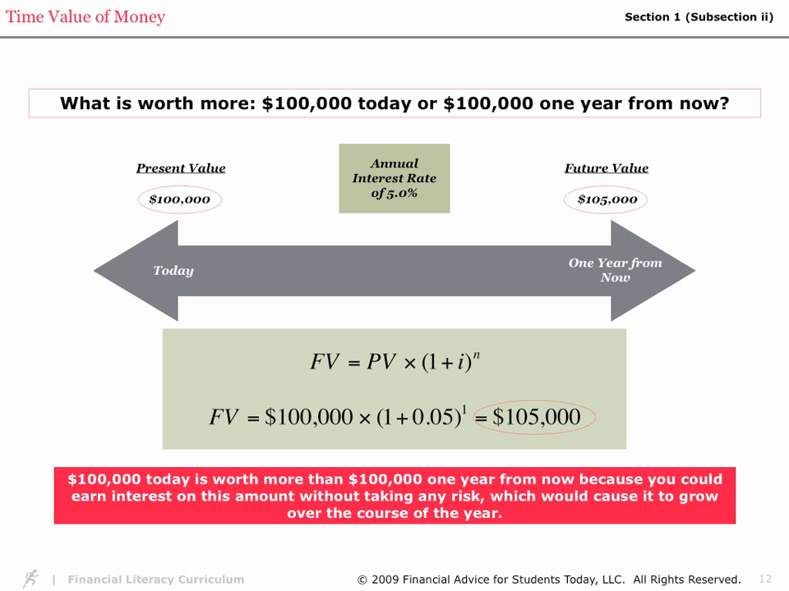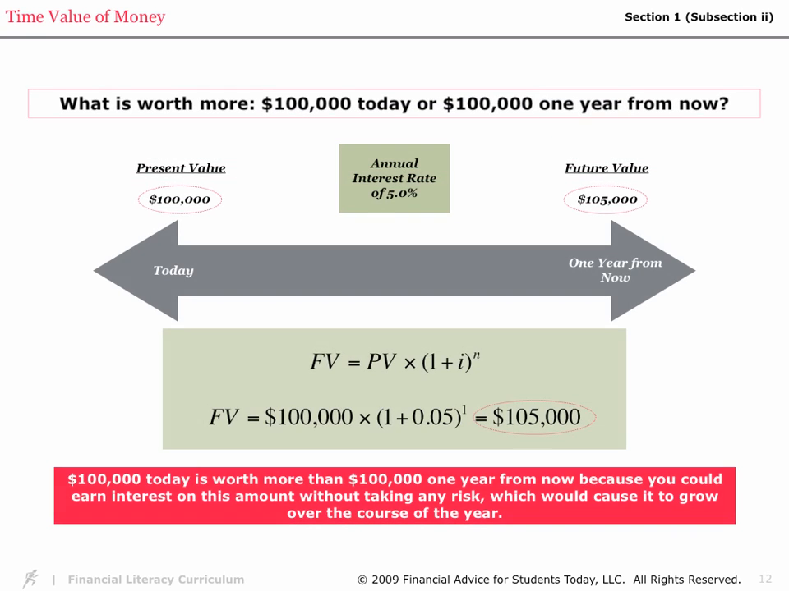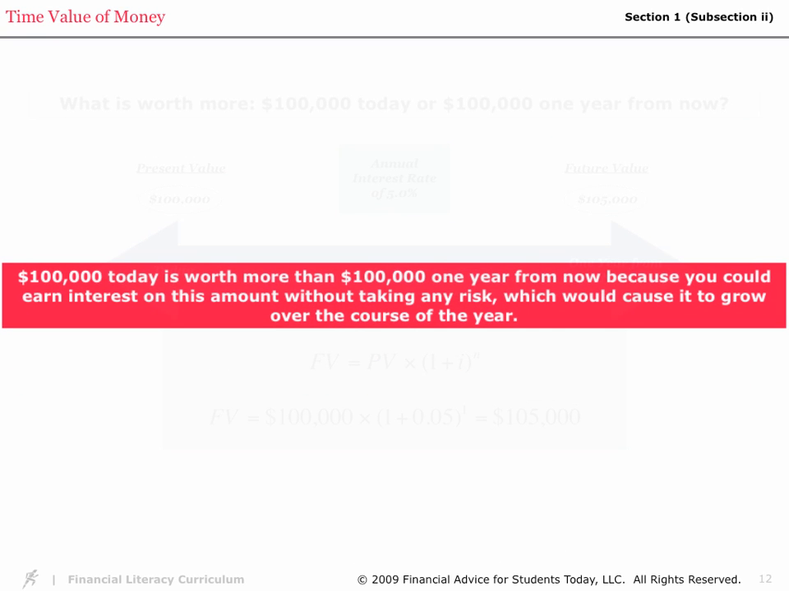Slide 12 poses the question, what is worth more, $100,000 today or $100,000 1 year from now? Students may answer that the amount is worth the same, worth more now, or worth more in the future. The correct answer is that $100,000 is worth more today than $100,000 1 year from now as a result of the time value of money.